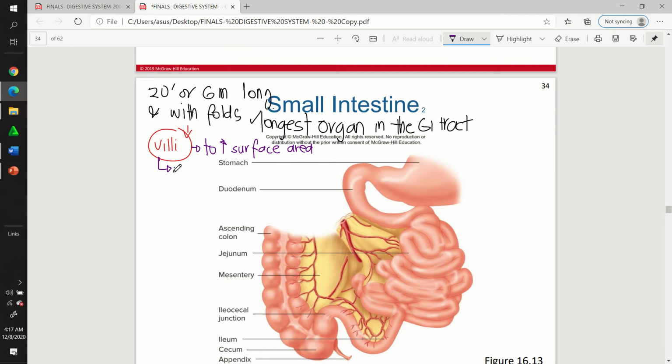Make digestion efficient. And what else? Absorption of your nutrients.